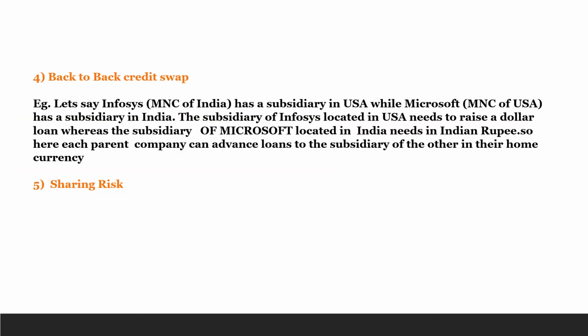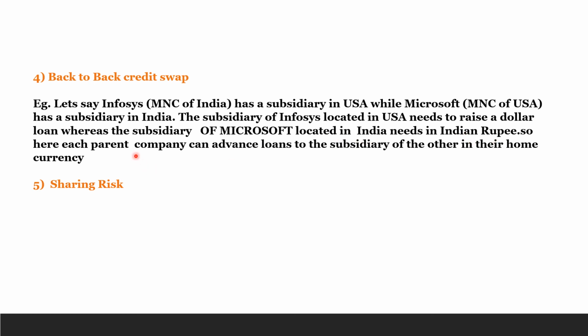The next internal technique is back-to-back credit swap. Under this method, two companies located in two different countries agree to exchange loans in their respective currencies. Let's understand this with an example. Let's say Infosys, an MNC of India, has a subsidiary in USA, while Microsoft, an MNC of USA, has a subsidiary in India. The subsidiary of Infosys located in USA needs to raise a dollar loan, whereas the subsidiary of Microsoft located in India needs a loan in Indian rupees.